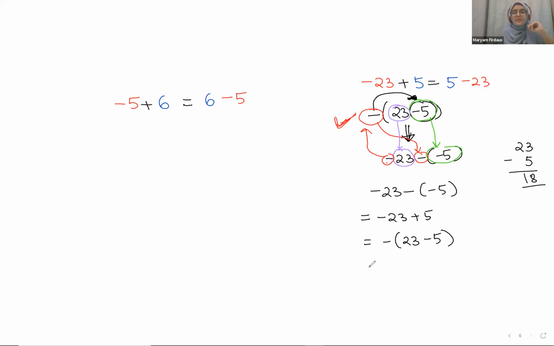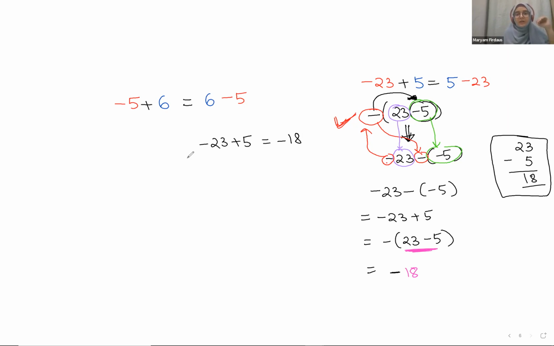Okay, so what is 23 minus 5 again? That is 18. So this part is equal to 18. And then I am writing the negative sign as it is. So my answer to -23 plus 5 is going to be -18. And if we want, we can check this from the number line also. Let's just quickly draw a number line.